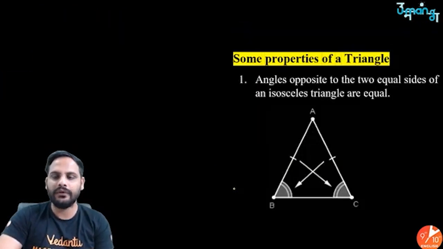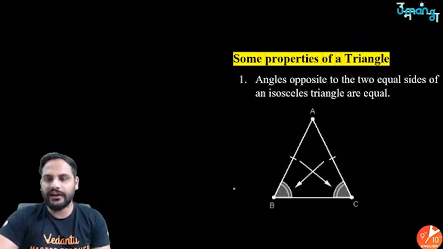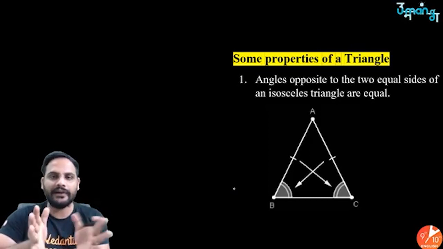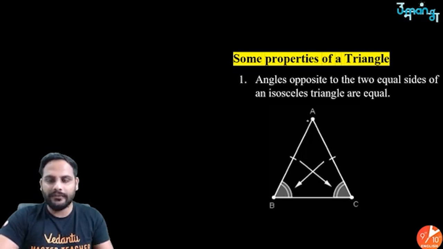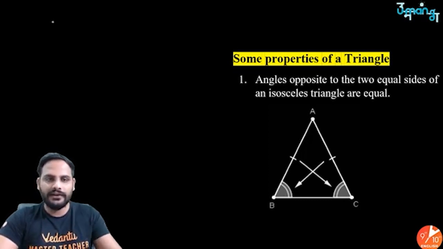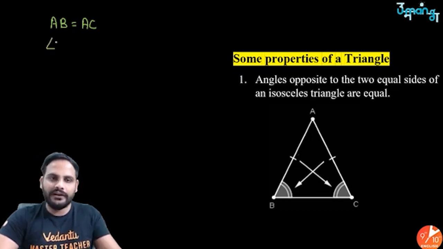Okay. Now some properties of a triangle. So remember beta, first thing, angles opposite to equal sides of an isosceles triangle are equal. Suppose we have an isosceles triangle, and I give you that AB is equal to AC. If two sides are equal, remember the angles opposite to them will also be equal. Opposite to side AB you have angle C, opposite to side AC you have angle B. So we can clearly say angle B and angle C will also be equal, right?